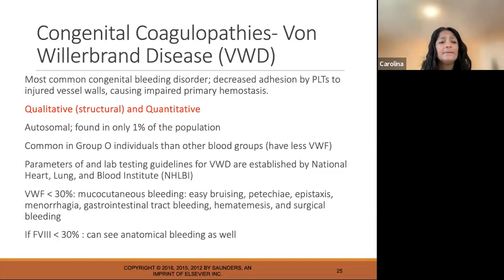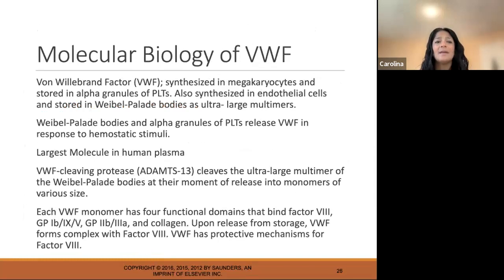Okay, that could be dangerous. And if von Willebrand disease comes with a decrease in factor VIII, then you see more severe symptoms. You can see more anatomical bleeding as well, and that's because von Willebrand factor usually binds to factor VIII. I'll talk about that in a little bit. So once you see that the levels are decreased, there's an issue with factor VIII as well.